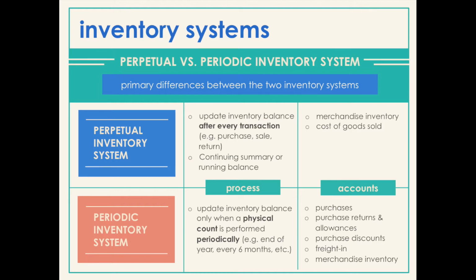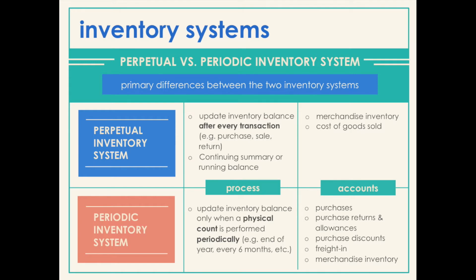Under the perpetual inventory system, we only have the merchandise inventory account, a balance sheet account, and the cost of goods sold account, which is an income statement account. The merchandise inventory account is used to record all transactions, may it be purchases, purchase returns, purchase discounts, and freight. The amount of goods sold to customers is directly recorded using the cost of goods sold account.